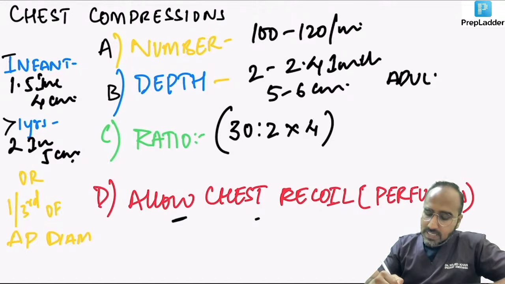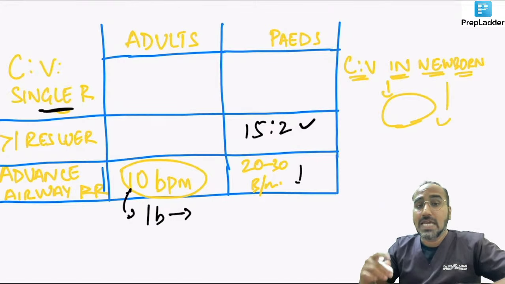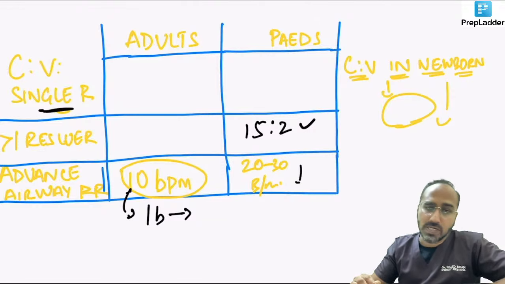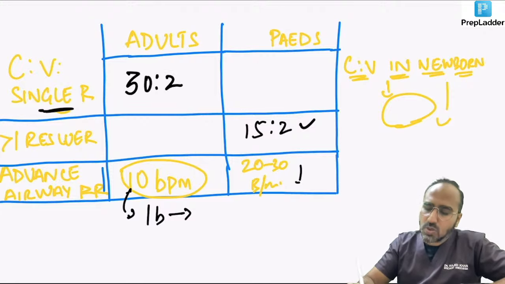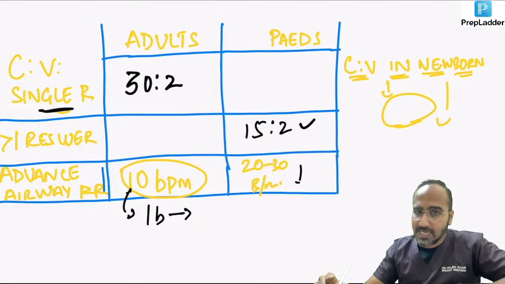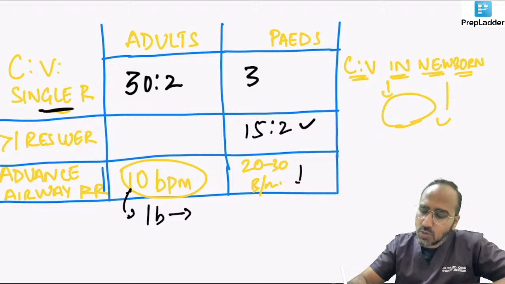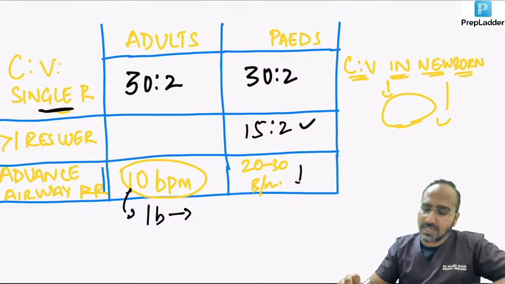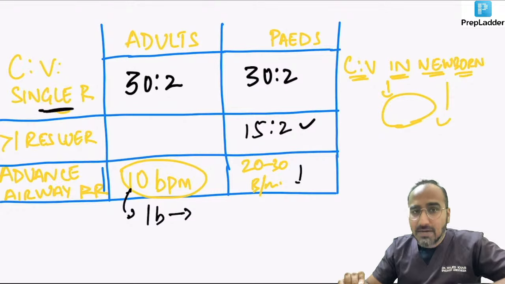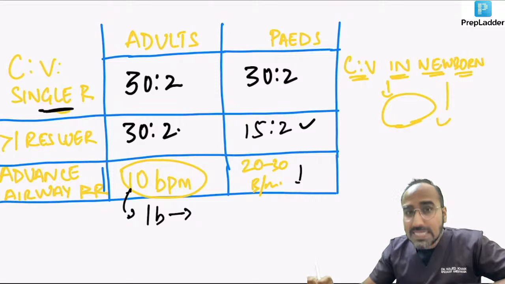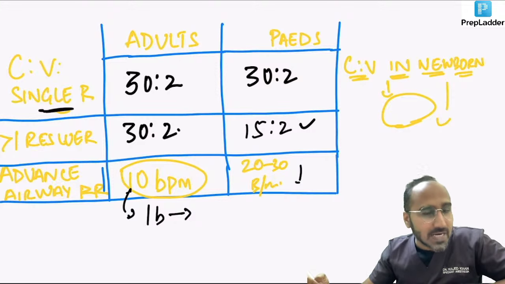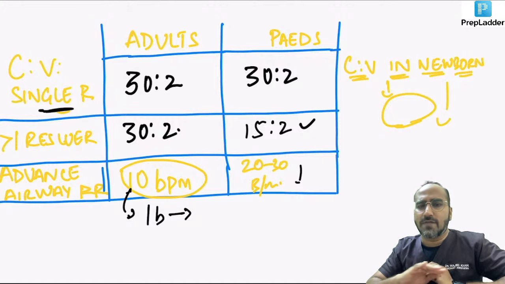Okay, now guys, what is the ratio of compression if there is a single rescuer? That has been a question. In adults, if it is a single rescuer, again you go for what, guys? 30:2 compression. In pediatrics, again, if there is a single rescuer, 30:2 compression. In adults, if there is more than one rescuer, 2 rescuers are there, then also 30:2 compression. But in the case of pediatrics, if more than one rescuer is there, compressions you have to give continuously.